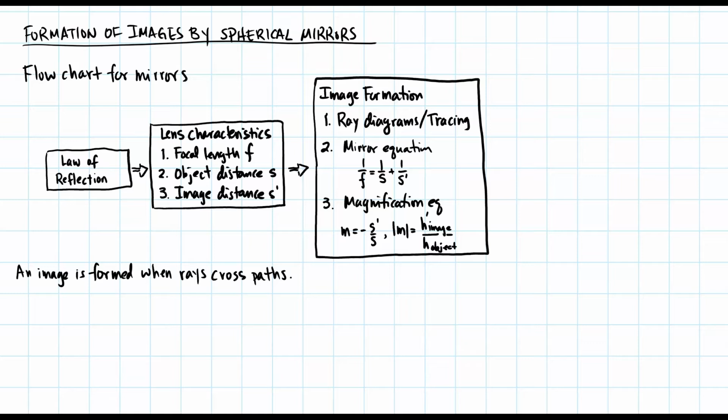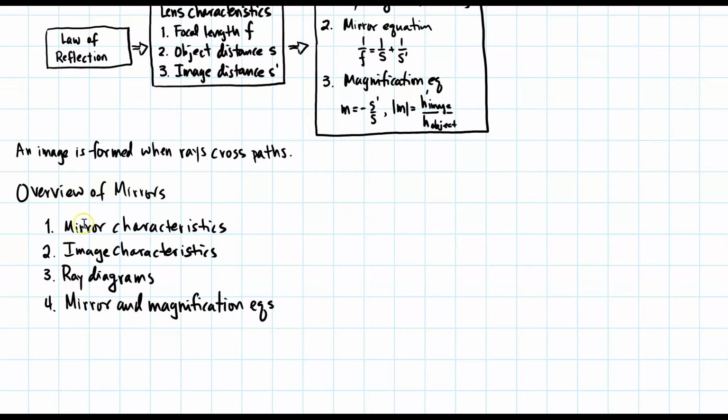For establishing ray diagrams, we need to go over the definitions of a mirror and its characteristics. Overview of mirrors. We have the mirror characteristics, image characteristics, ray diagrams, and the mirror and magnification equations. Now, we already know how to solve two of these. We understand what the image characteristics are, and we know how to deal with the mirror and magnification equations. So the two main things are the mirror characteristics and the ray diagrams. Let's go look at those.